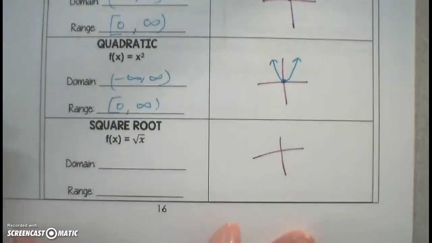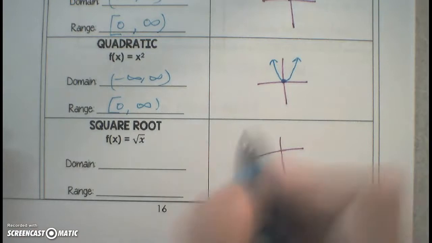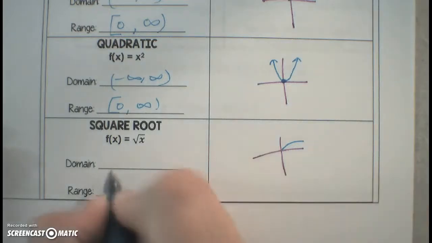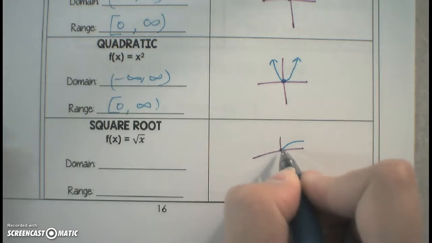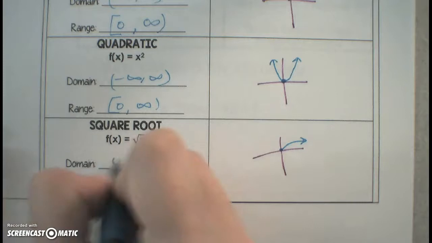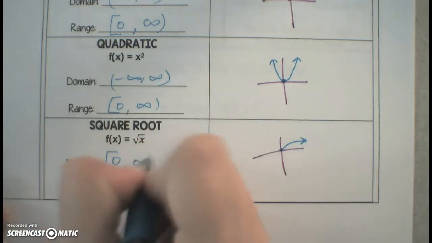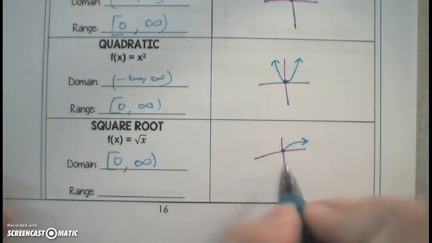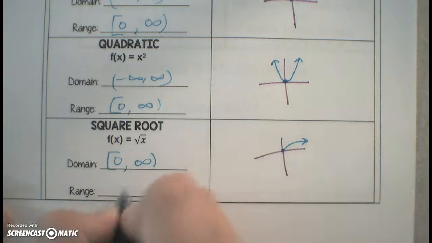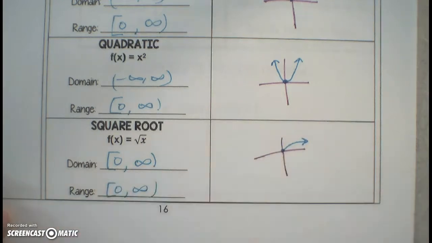The last one is going to be square root. And a square root is going to kind of look like a little curve. There we go. So we have it not starting until 0 and then going on to positive infinity. So this one's domain is 0 to positive infinity. And then looking up and down for the range, again, we're not starting until 0, and then we're going up all the way to positive infinity.